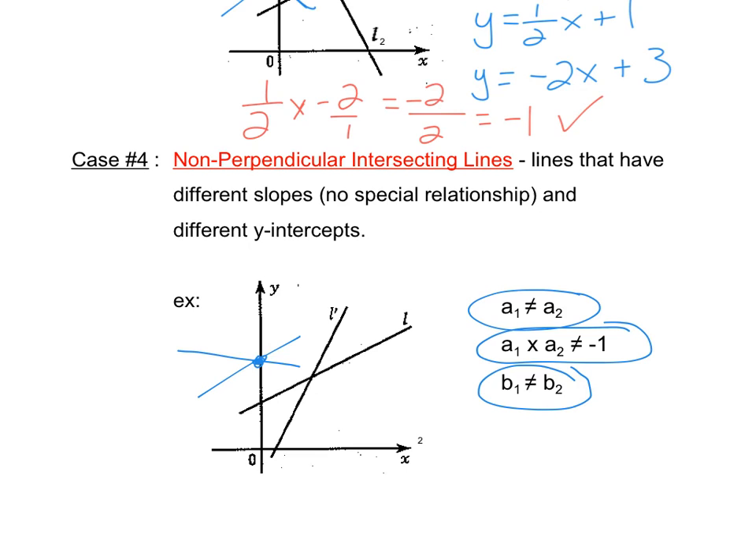But often they don't. So an example of this would be, let's say, y equals 3x plus 1, and then y equals 5x minus 2. The slopes are different. They are not negative reciprocals of one another. So they're non-perpendicular, and if they're not parallel, they'll for sure intersect at some point. So they're non-perpendicular, but intersecting lines.